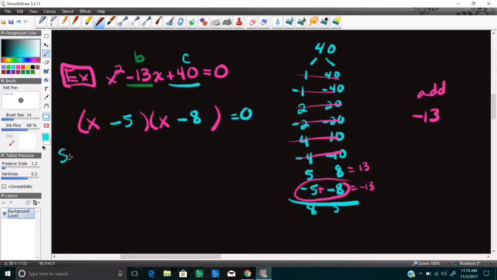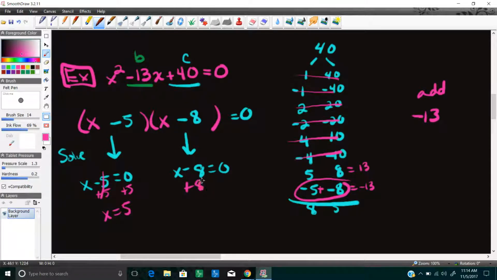Okay. When I solve this, I take this and I take this and I set them equal to 0. So x minus 5 equals 0. X minus 8 is equal to 0. Solve them both. So in this one, I'll add 5 to both sides. X will give me 5. In this one, add 8 to both sides. So x will come out to positive 8.